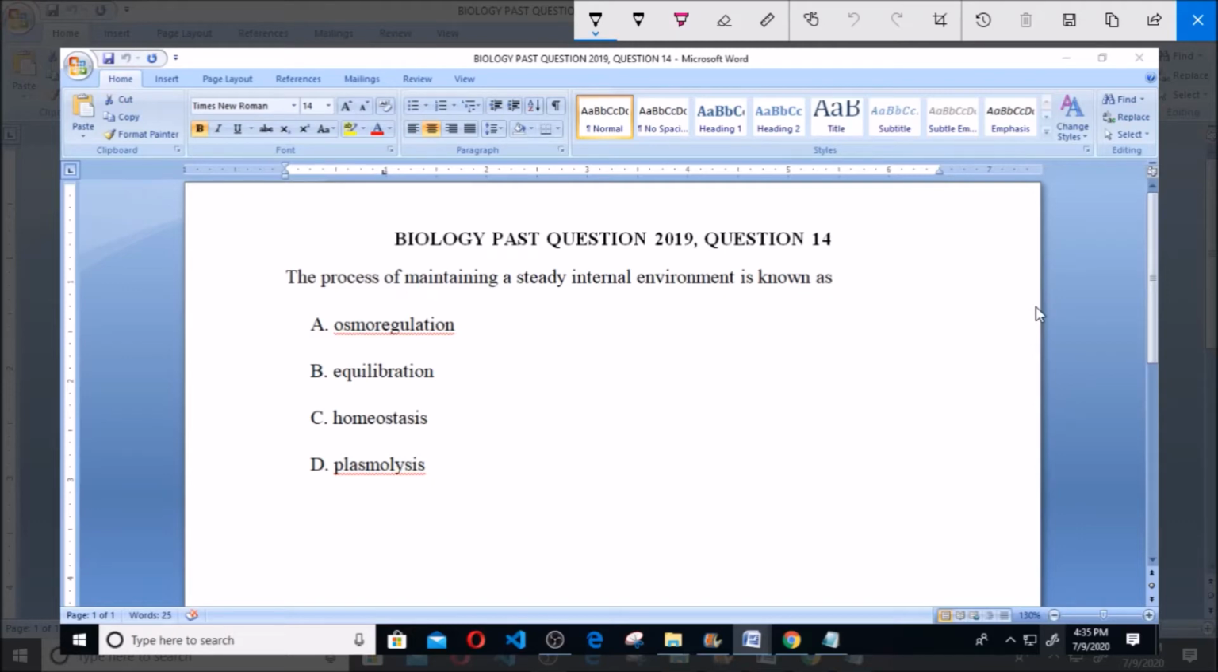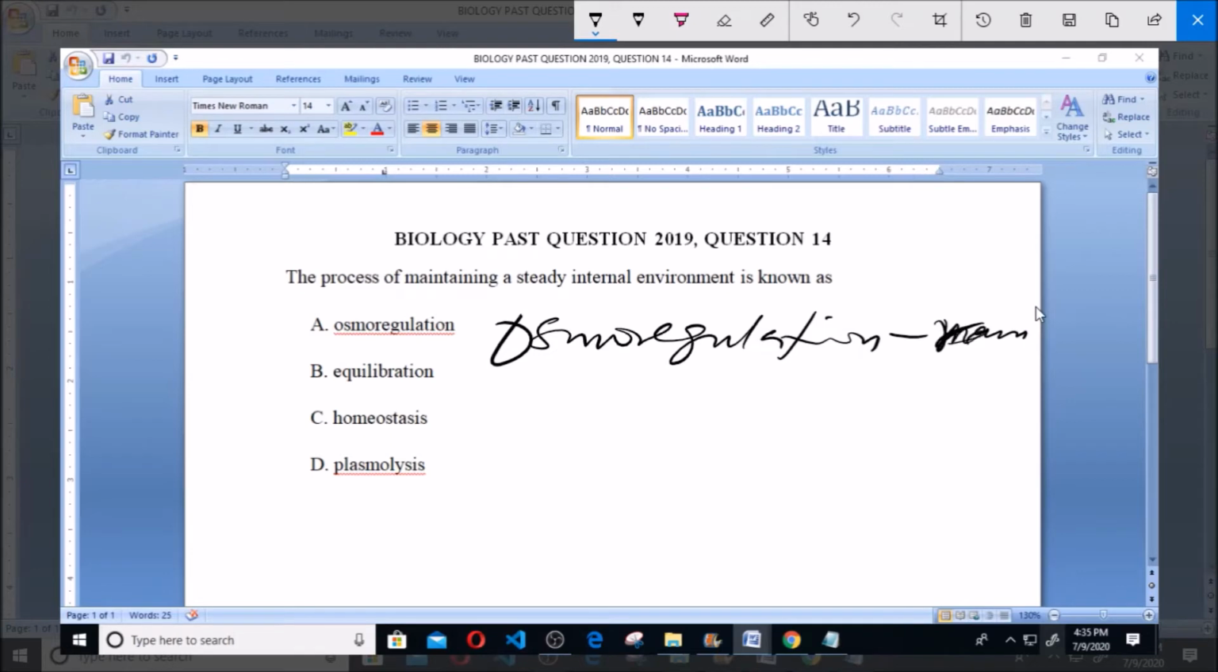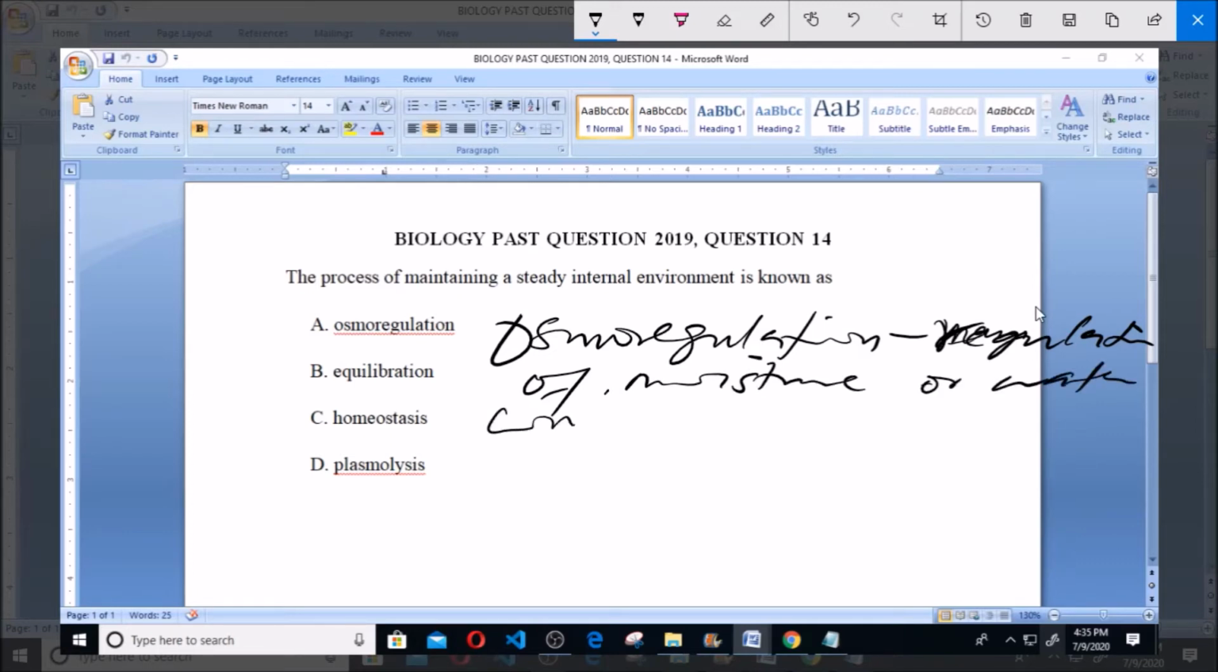Osmoregulation. Now, osmoregulation refers to what? The maintenance or the regulation of moisture content, or water content, in animals. The regulation of moisture content in animals is osmoregulation.